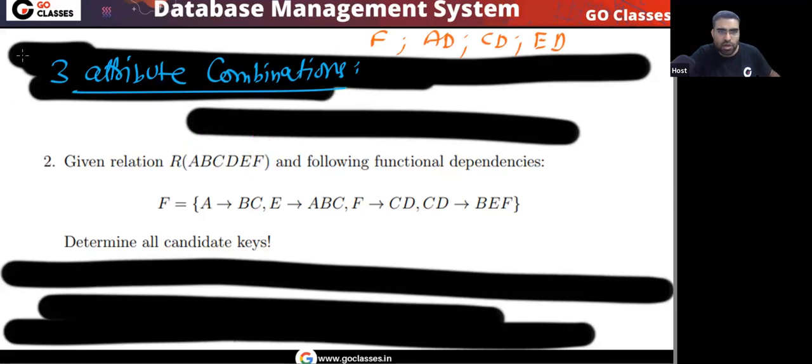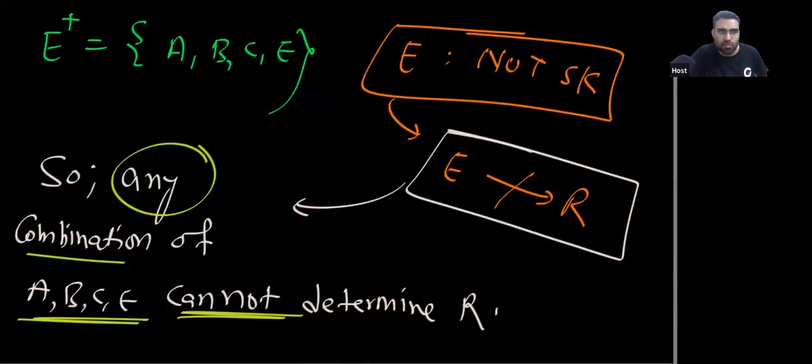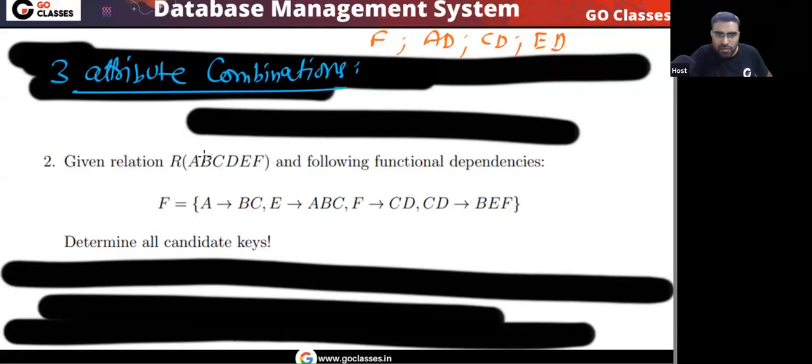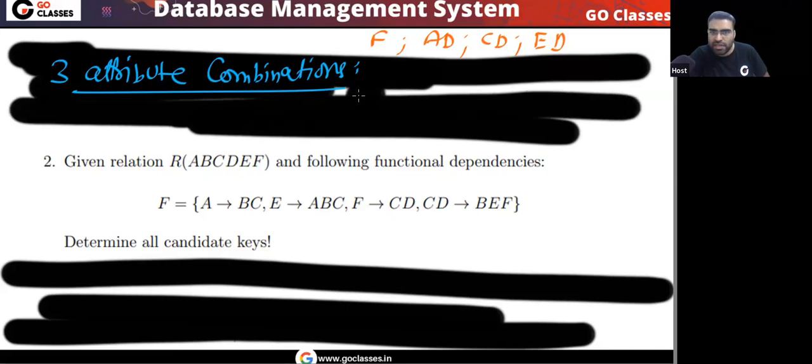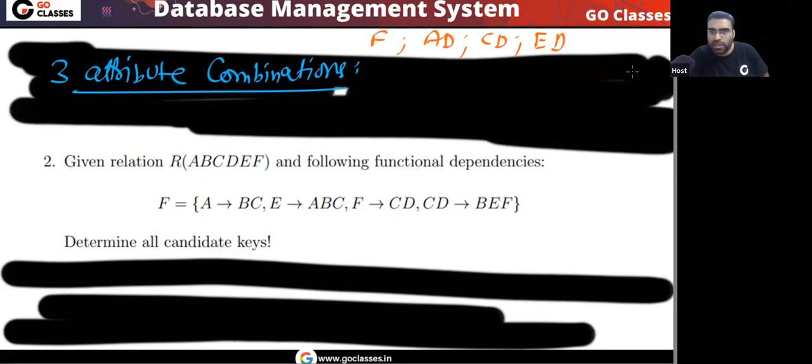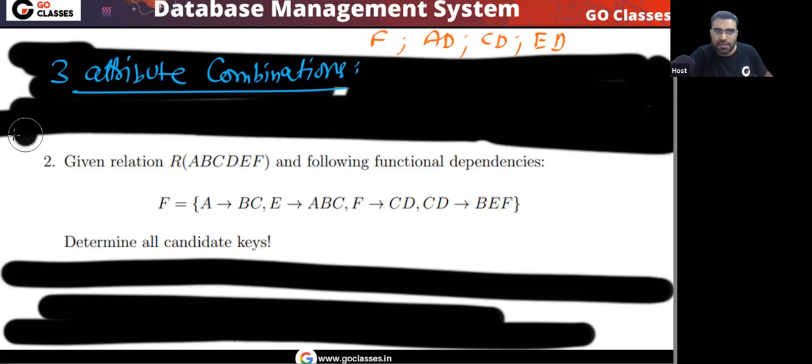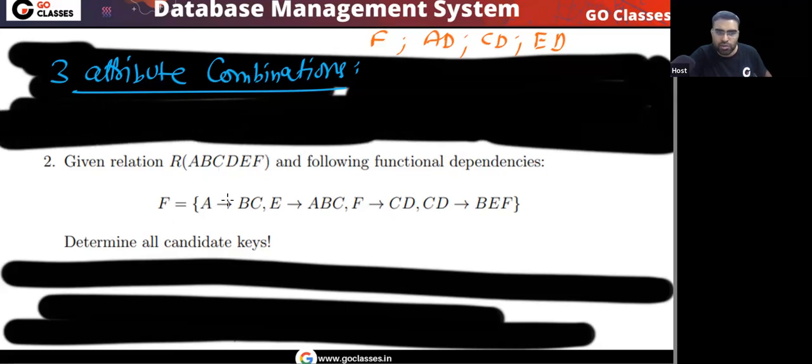Now from these, you have to create the 3 attribute combinations. Remember one more thing, you don't have to consider ABC, yes or no? ABC means don't create combinations among these 4 people. You have to consider D. You have to take D into action. Correct? Agree with me?